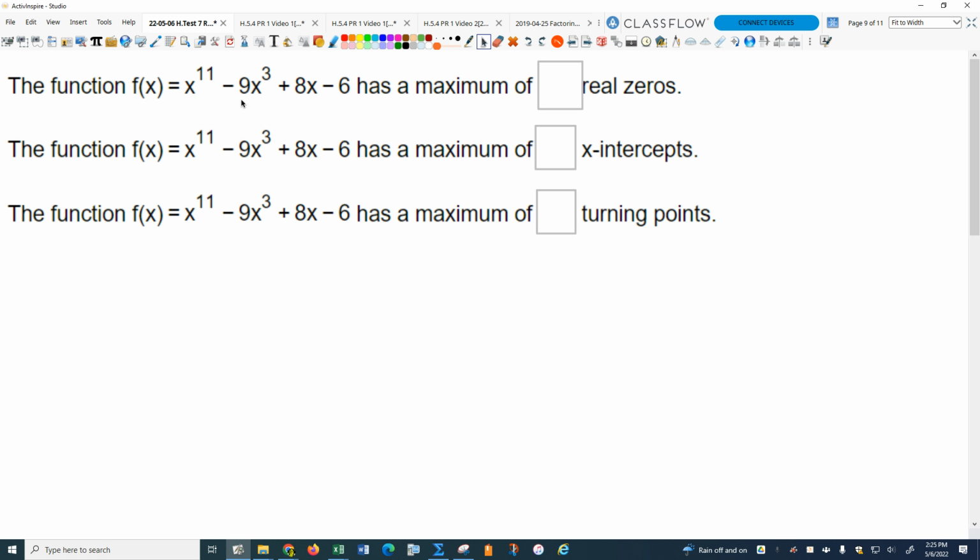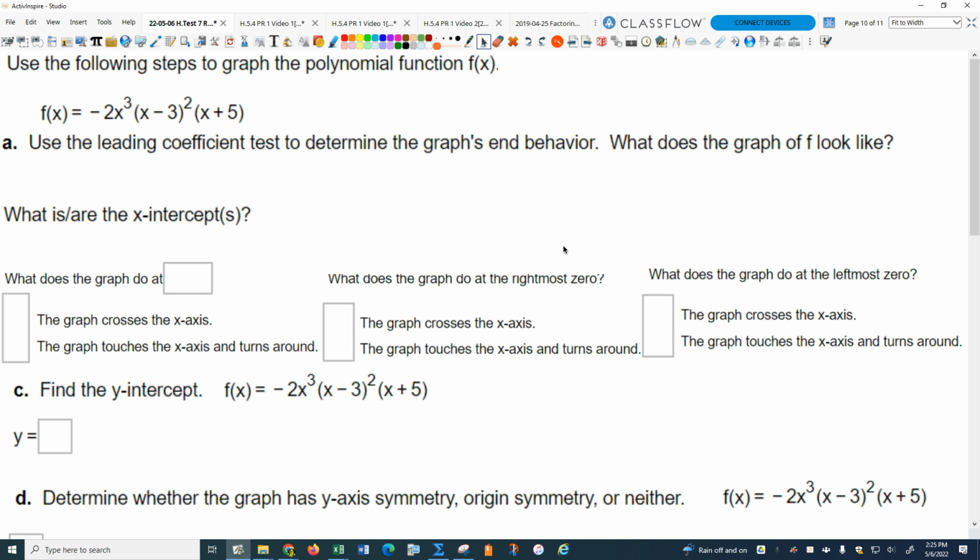What's the maximum number of real zeros for the first one? 11. Everybody agree? Okay, which means what's the maximum number of X-intercepts? 11. Maximum number of turning points? 10. Okay? All right, leading coefficient test.